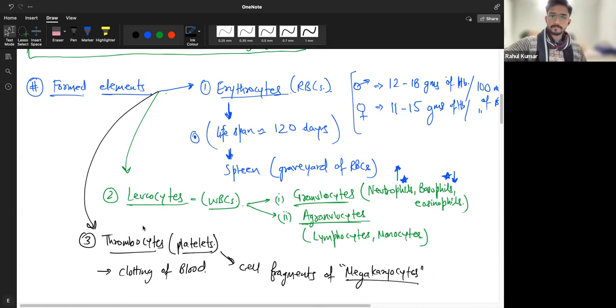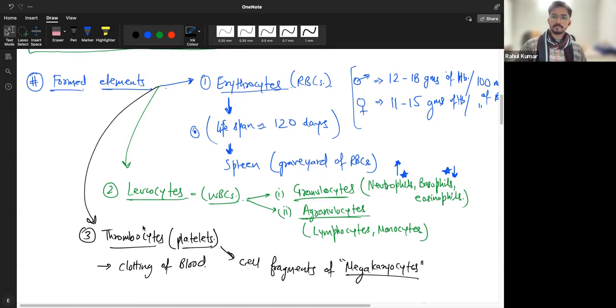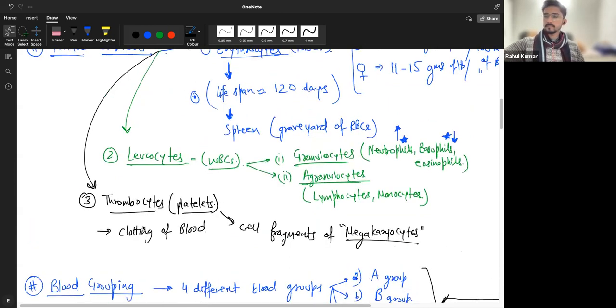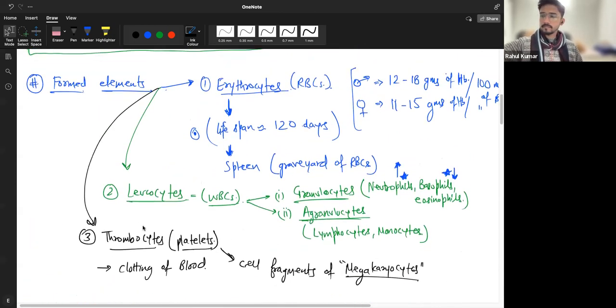RBCs have a lifespan of 120 days, but they do not spend more than 50 to 55 days in circulation, because after that they reach an organ called the spleen, or the graveyard of RBCs, where they are destroyed. And mature RBCs do not have a nucleus. Did I ask you why they do not have a nucleus and what is the advantage? Did I give you this question?